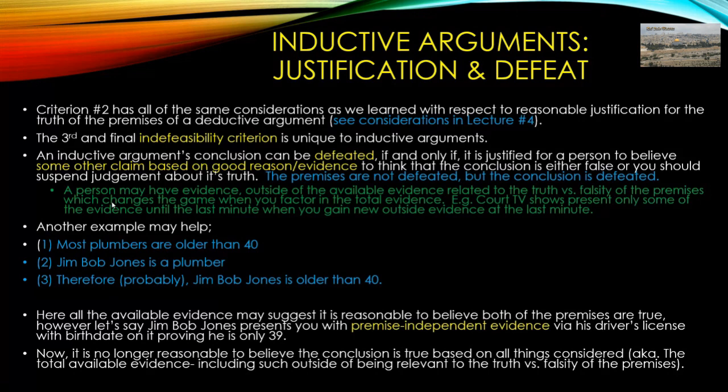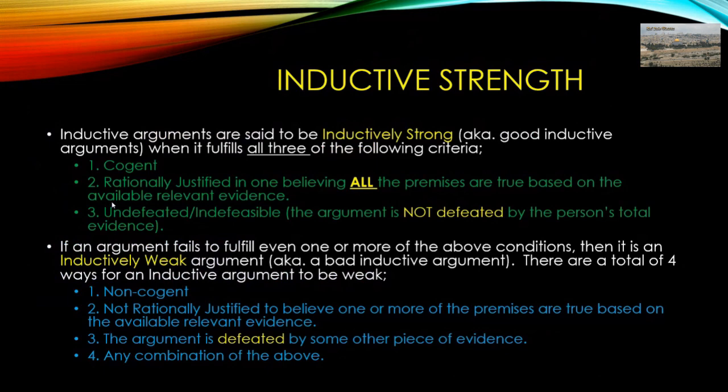Now, what happens if I get premise independent evidence? So let's say that Jim Bob Jones presents you with his ID, his driver's license, and that has his date of birth on it. We realize he's only 39. He's not older than 40 years old. Now you have external, premise-independent evidence proving the conclusion is false. It defeats your belief in the conclusion's truth, even though you're still rationally justified in believing both premises one and two. All right. So that's how defeat works as a criterion for inductively strong arguments.